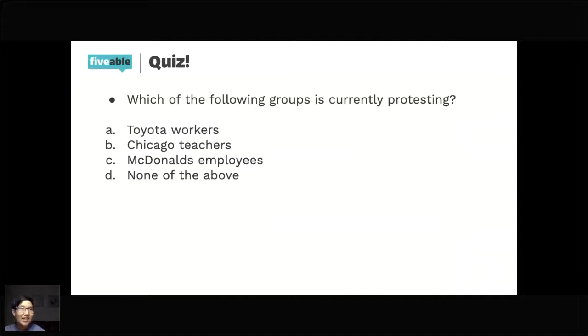All right, the answer is B. Chicago teachers are the ones who are currently protesting. They're basically trying to advocate for higher wages. They're advocating for more services to help the Chicago homeless youth. And it's actually triggered a lot of outrage because students like y'all who are AP students are currently not in classes. They're not learning curriculum from their teachers because teachers are on strike. And so they're not assigning homework, not doing tests, not doing quizzes.